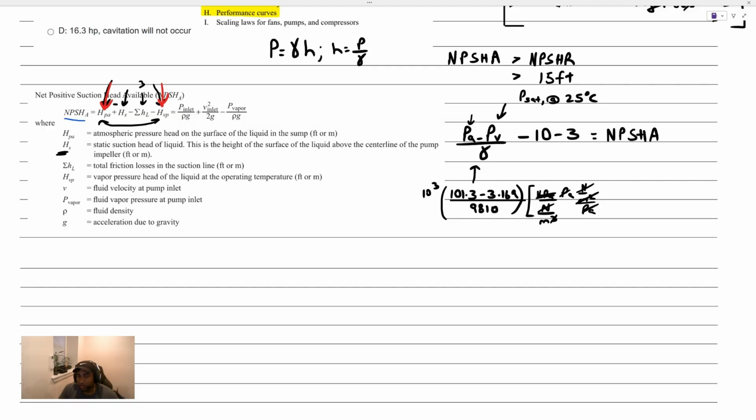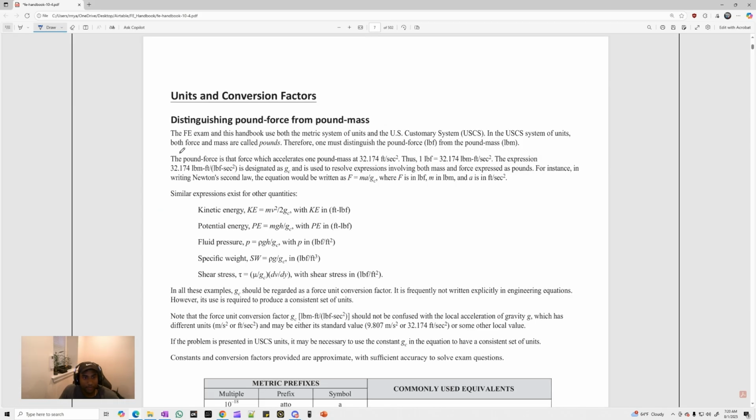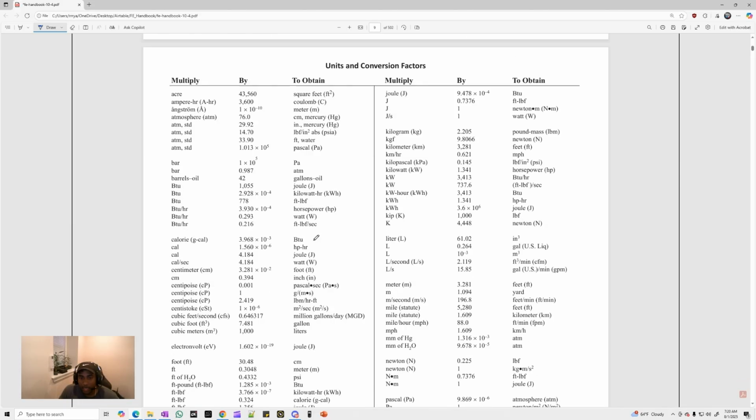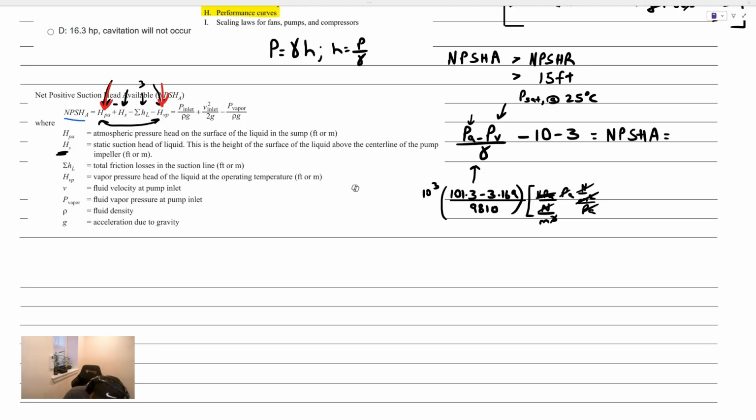And we just have meters, but we don't want meters. Everything else is measured in feet of water column. And this is a good opportunity for me to show you guys how to go from meters to feet. If we go to the top of the FE reference manual here, in the units and conversion factors, in order to go from meters to feet, this is on page 3 of the reference manual, all you have to do is take that meter value and multiply by 3.281 to get feet. So let's put down our conversion factor to go from meters to feet, which was 3.281.